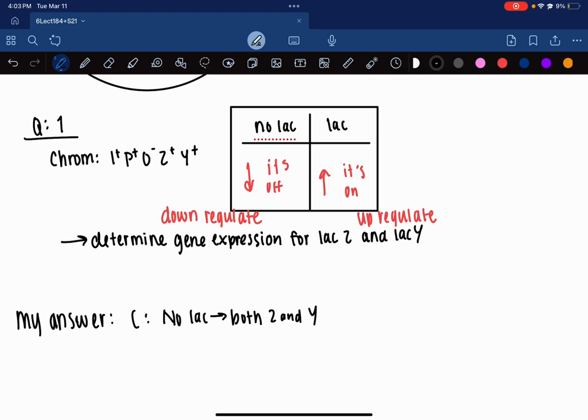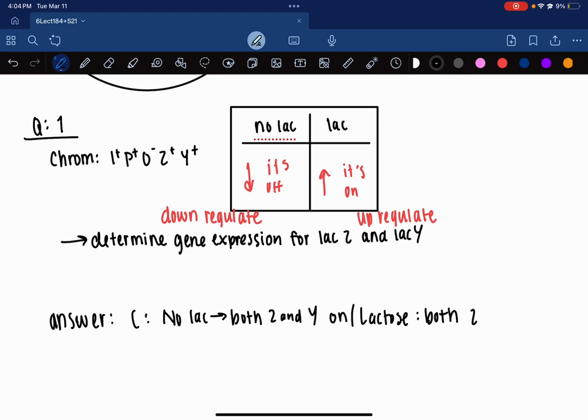Okay, if I say the word constitutive, what does that mean? Always on. So O minus is the same as OC, right? Okay, so here's the deal. What we're saying in this example is I'm taking out the operator. That's what O minus says. Remember I told you? Just delete it. So now let's look at that again.